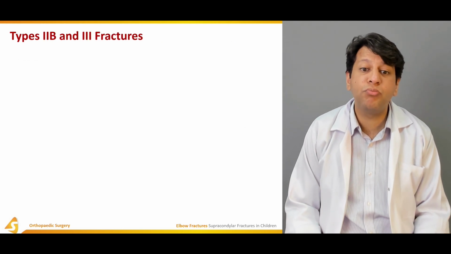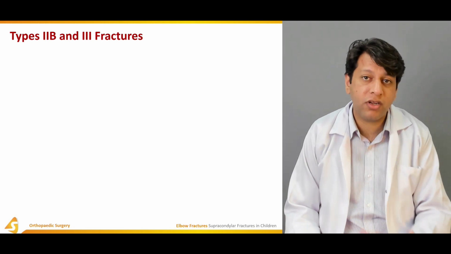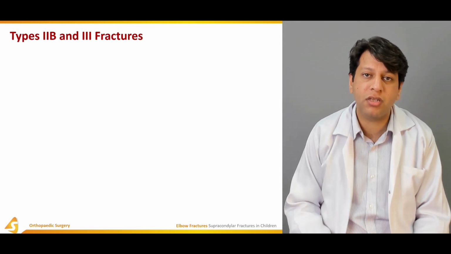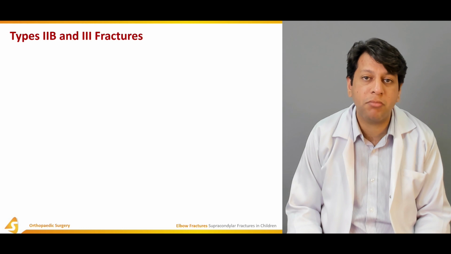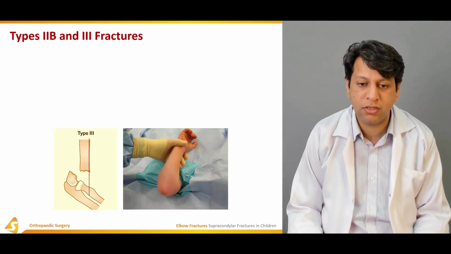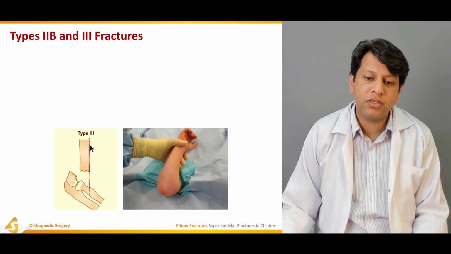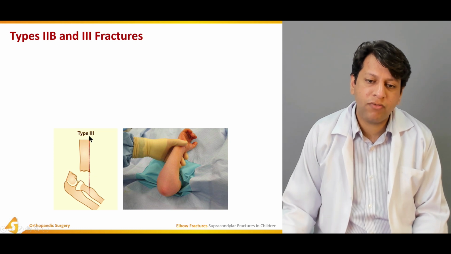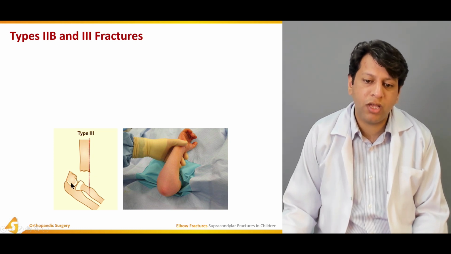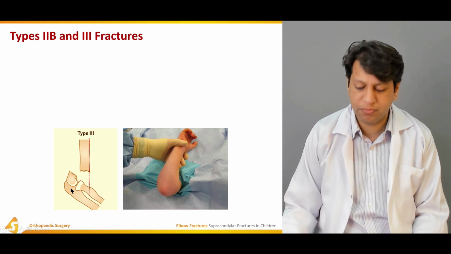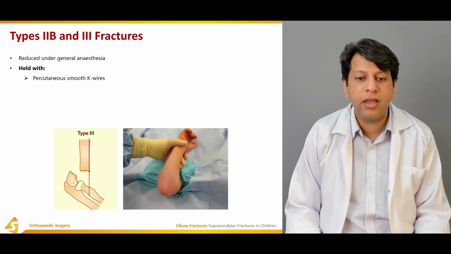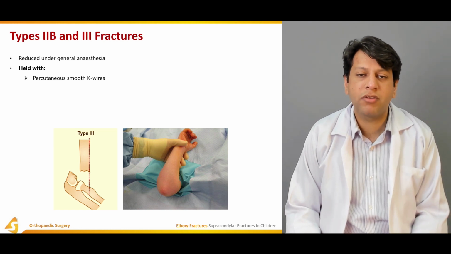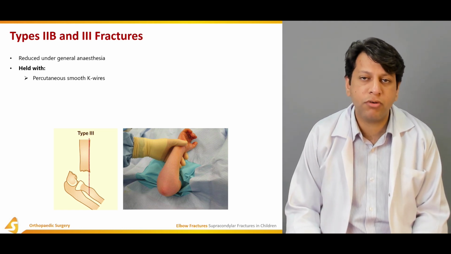Now coming to type 2B and 3 fractures. Type 3 are those in which there is complete displacement, and type 2B are those in which the hinge is there posteriorly, but the distal fragment is rotated on its axis. In a type 3 complete displacement fracture, if you see the anterior humeral line is way beyond anteriorly into the capitellum, it has to be reduced under general anesthesia, and the option is CRIF, closed reduction internal fixation with percutaneous pin.